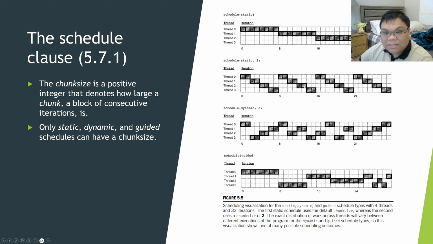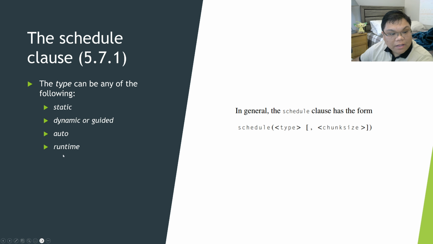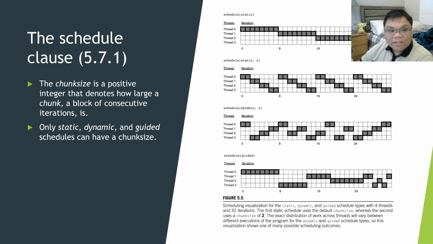And by the looks of it, that looks like round robin. In fact, if we have schedule static 1, it would be round robin. Only static, dynamic, and guided schedules can have a chunk size. Some of these types don't need a chunk size. The chunk size is how big a block of consecutive for loop iterations is.